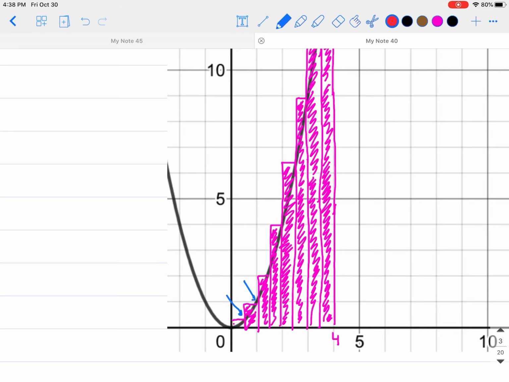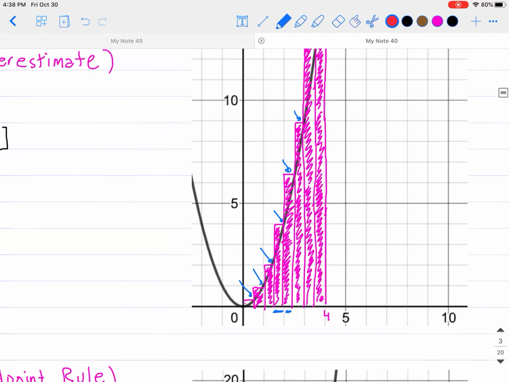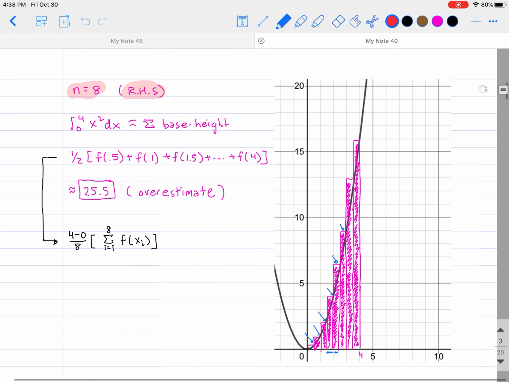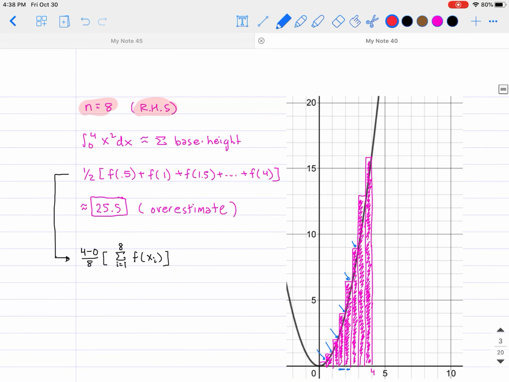And what that means is, once again, if I zoom into the picture of these rectangles, you'll notice that the height I'm referring to for each one is according to the right-hand side of the end of the intervals. So from here to here, you can see that I'm using the right-hand height. From here to here, I'm using the right-hand height, and so on and so on. And hence, that's why it's called the right-hand side.